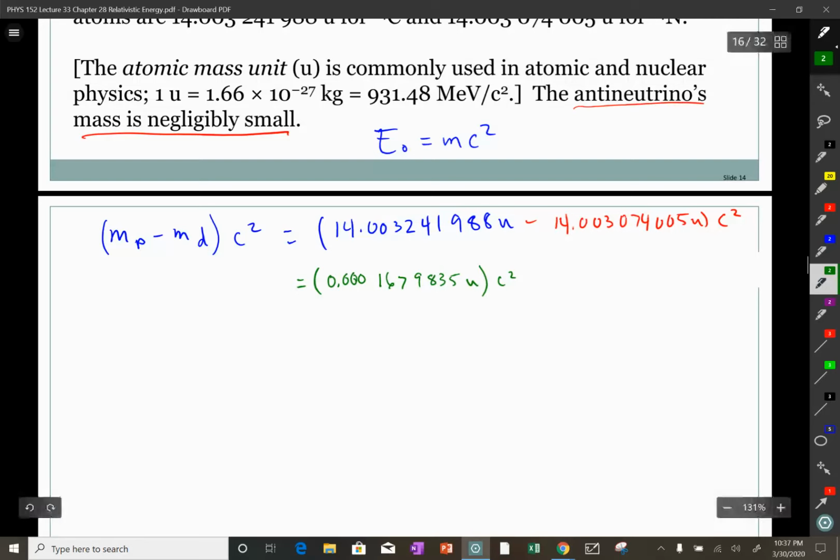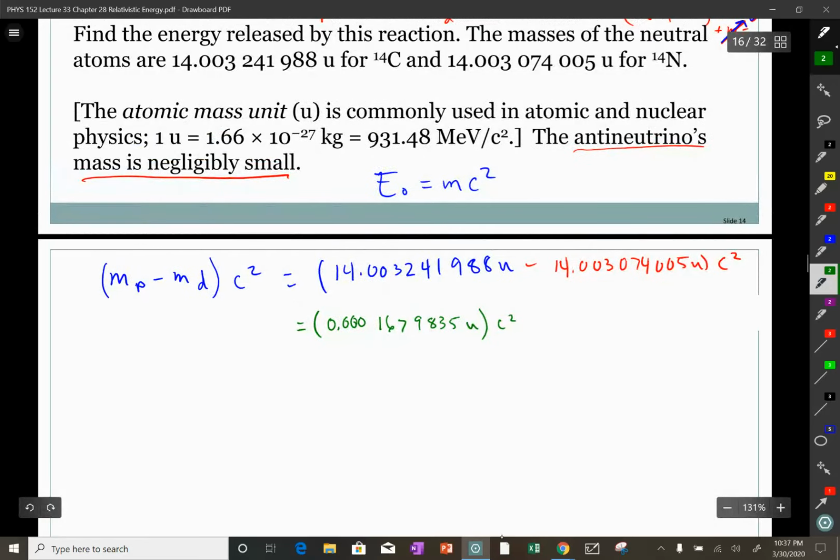Now we do something. This u times c squared occurs all the time. And so we take a relationship, one atomic mass unit is 1.66 times 10 to the minus 27 kilograms. I only put 3 significant digits there. Or 931.48 MeV per c squared, because MeV per c squared is just a unit of mass. And so I'm going to replace that c squared. Well, I'm not going to replace the c squared. I'm going to use my conversion factor of 931.48 MeV per c squared per atomic mass unit.